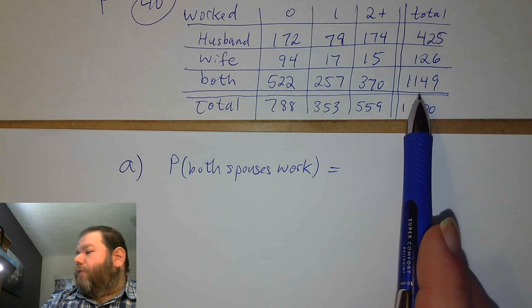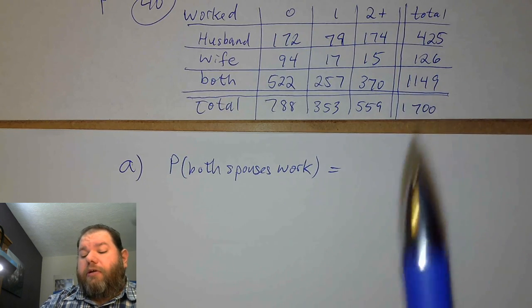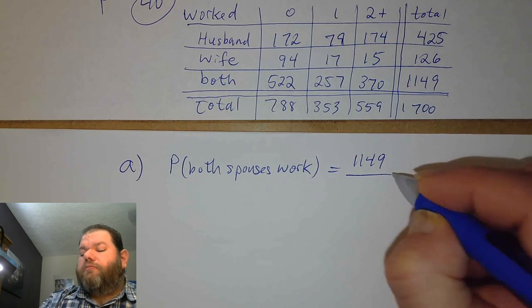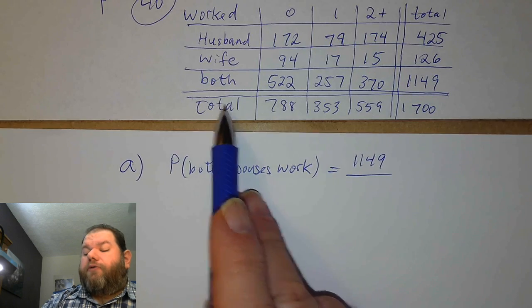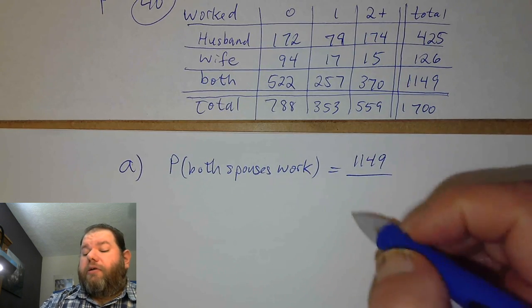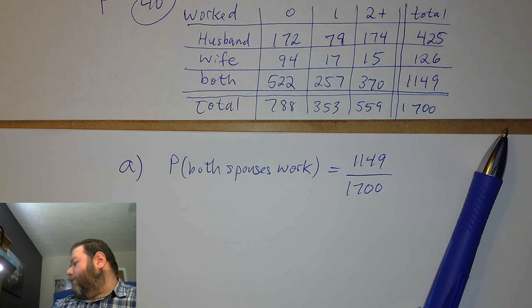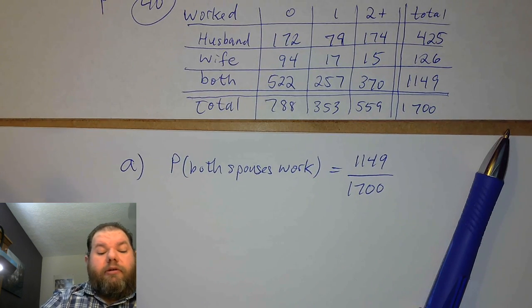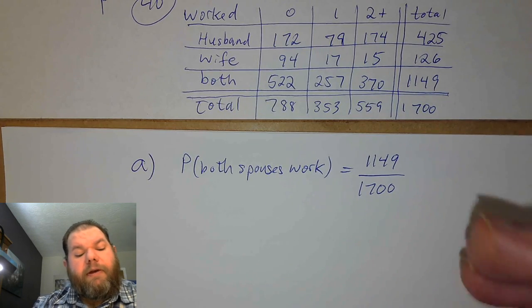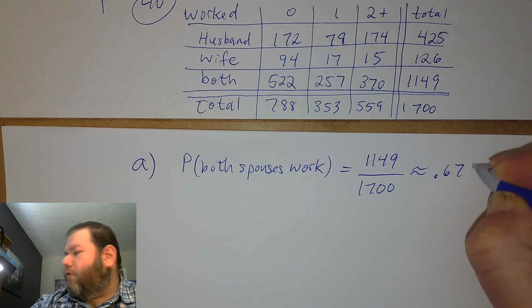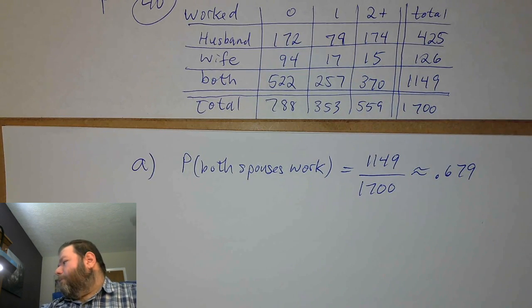That's a total of 1,149 out of our total of 1,700 couples that were studied. And we would divide from there. 1149 divided by 1,700. And so it gives us about 0.679. Okay.